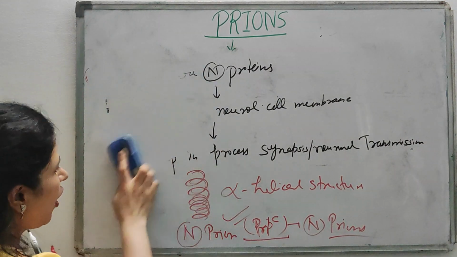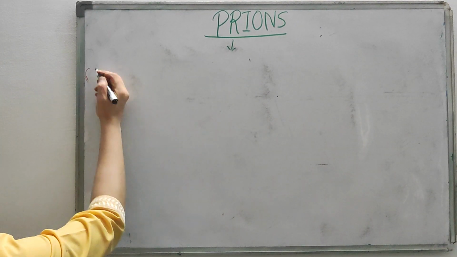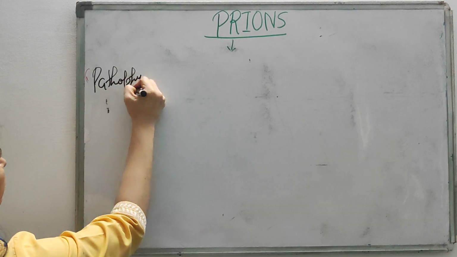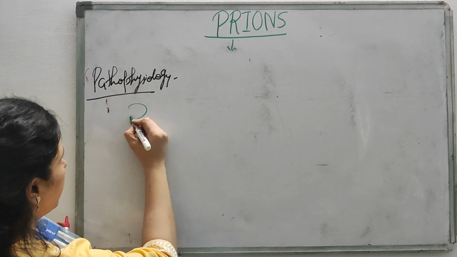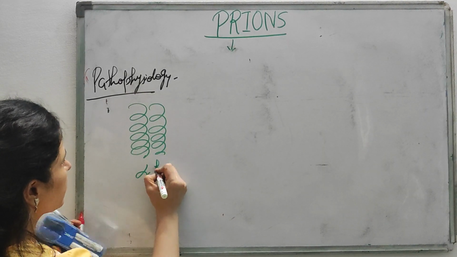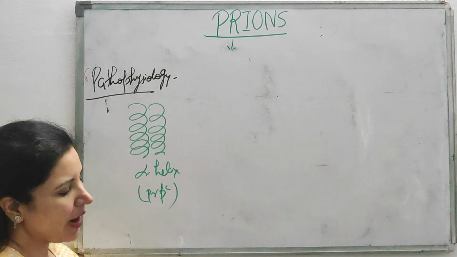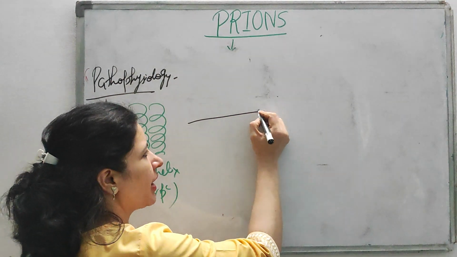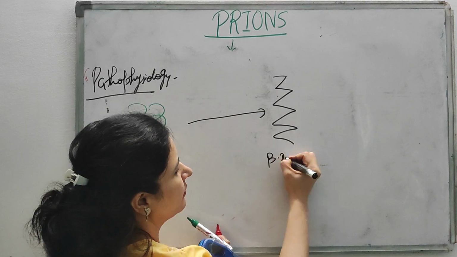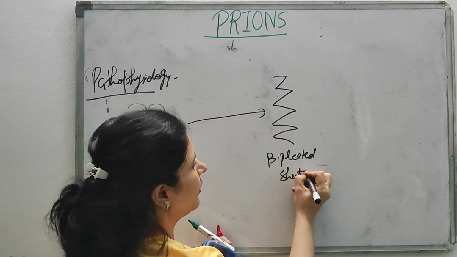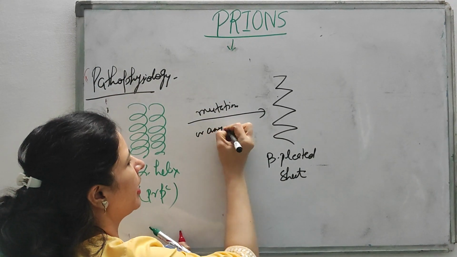Now, what happens to these normal prions, and how do they convert into infectious particles? Let's understand the pathophysiology behind that. These are your helical structures, alpha helix, and these are PrPC, the normal prions. Due to any reason, suppose there is a mutation or any structural change, these helical structures will turn into a sheeted structure, a beta pleated sheet. The reason may be either a mutation, or any other unknown reason.